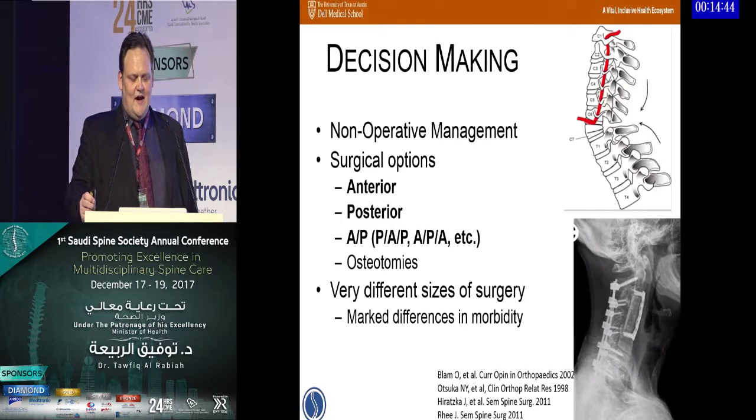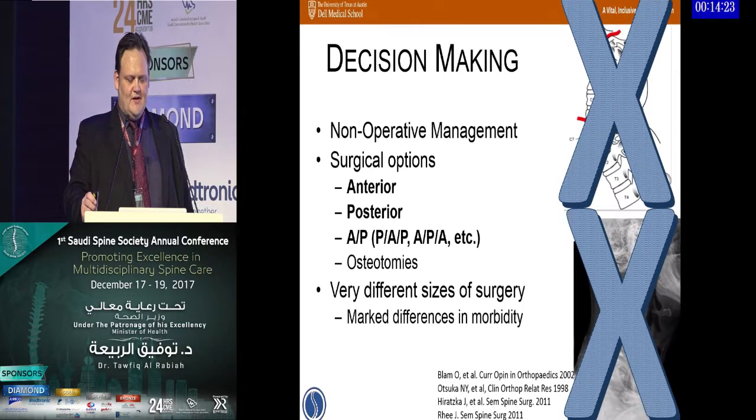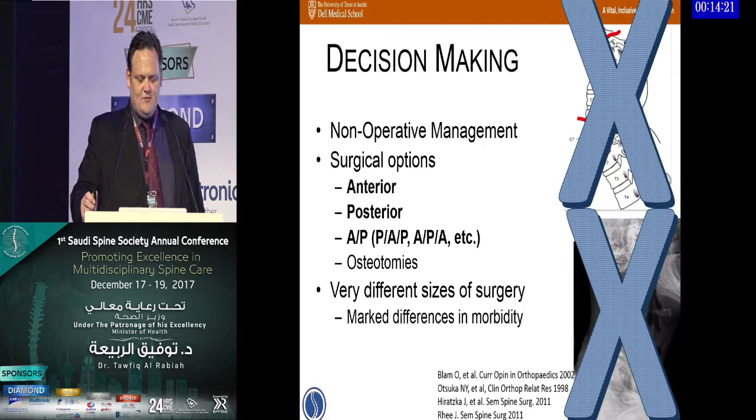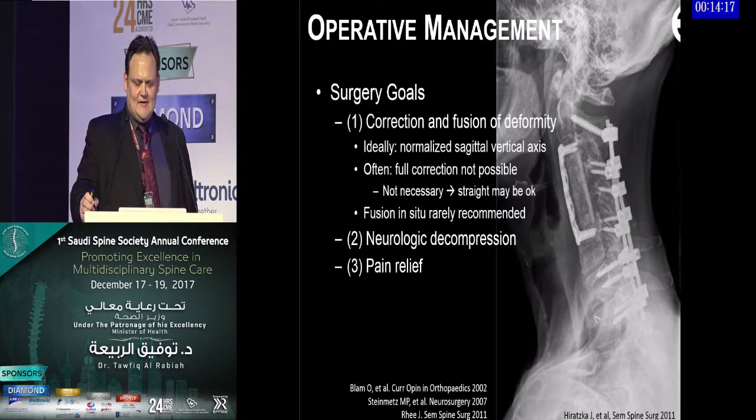So as we work through these patients, what are our options? The reality is non-operative management is typically not a great selection in severe or progressive deformities in patients with cord compression. We know that Dr. Wang talked about osteotomies, but the truth is the vast majority of these patients are either going to be treated with an anterior approach, a posterior approach, or the workhorse, an anterior-posterior approach. So these are obviously very different sizes of surgery with very large differences in morbidity. We're not going to talk about the osteotomies in that they were covered yesterday.